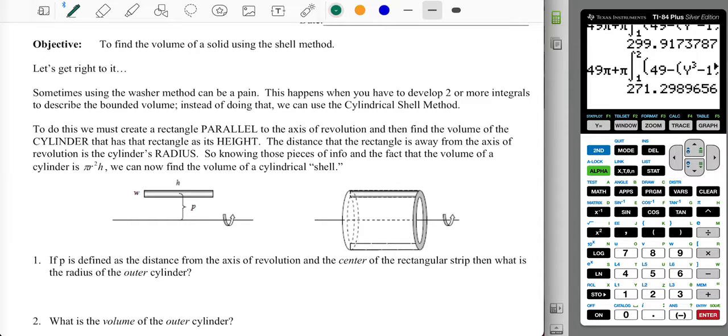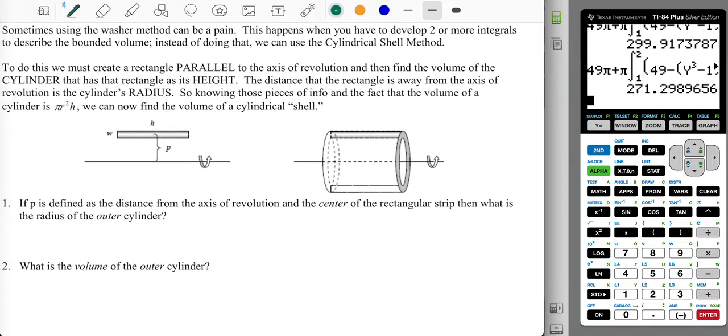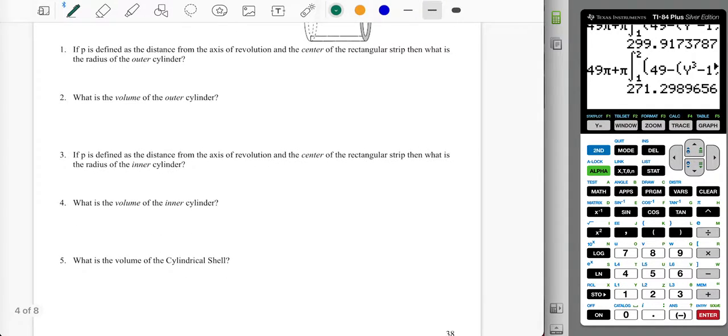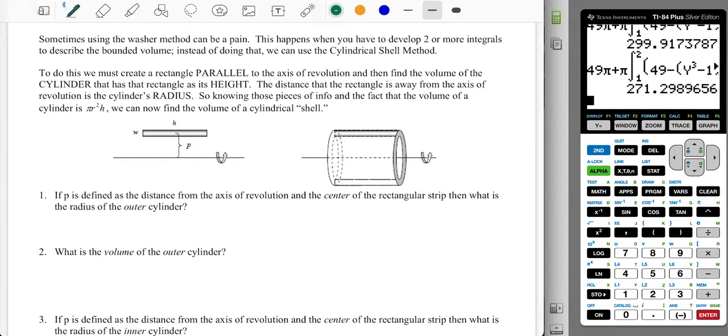I'm just going to walk you through where this idea starts and leads us to, because it's interesting to say the least. You get that blurb up there, but you can read through that. The gist of it is what I just explained. This process that you see on the remaining portion of the page really gets at the idea of the cylindrical shell method.